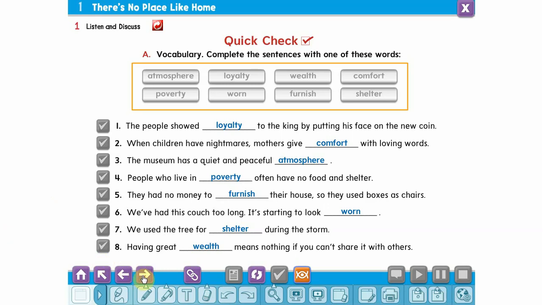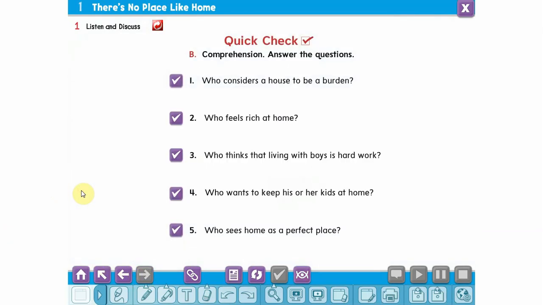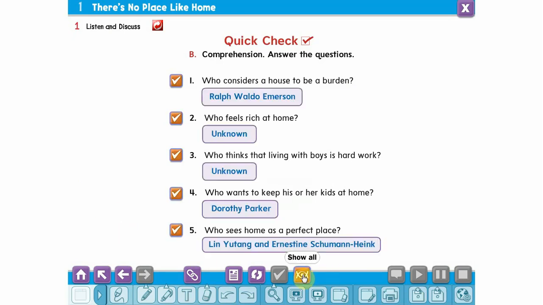Let's move to the next exercise. Exercise B, comprehension. Answer the question. جاوب أسئلة concerning the reading or the opinions we just have read. Who considers a house to be a burden? Burden ده يعني زي عبء كده يا شباب. طبعا اللي كان بيتبنى الرأي ده رالف والدو إمرسون.